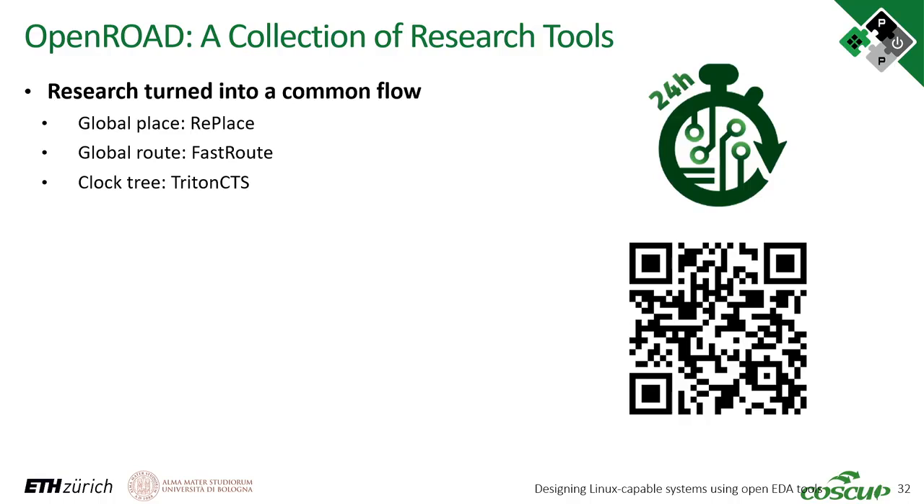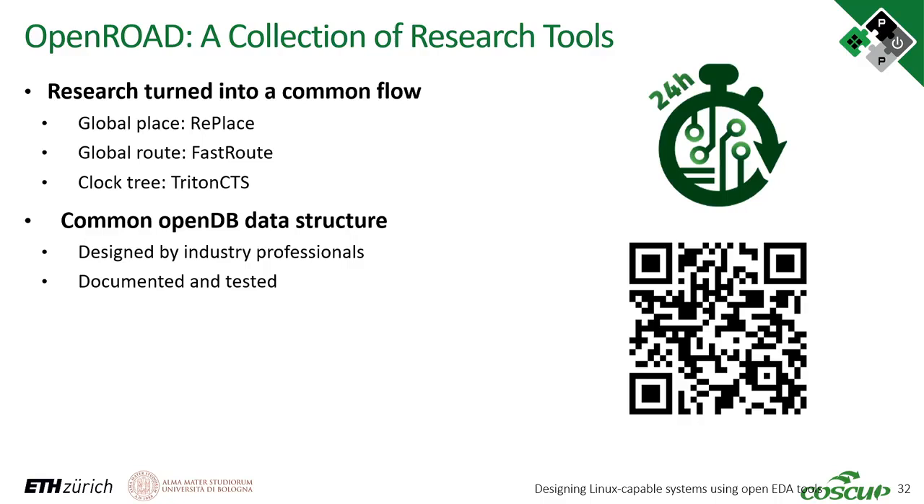OpenRoad started as a collection of different research tools that are put together into a common flow. So for example, the global placer was the research tool RePlAce, the router was FastRoute, and the clock tree generator was TritonCTS. Then they built this OpenDB data structure, which was designed by industry professionals, and they started to integrate all these research tools into one common flow so that users can actually use them fairly easily.